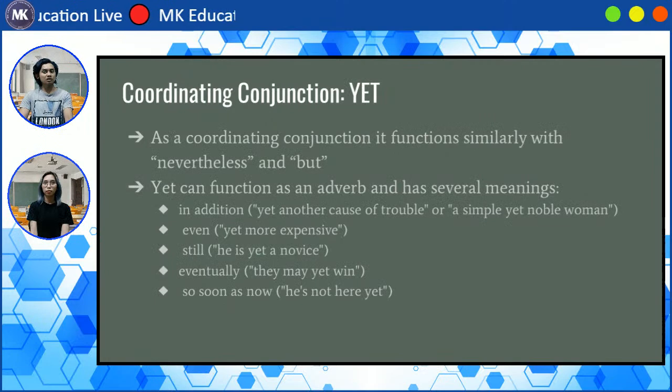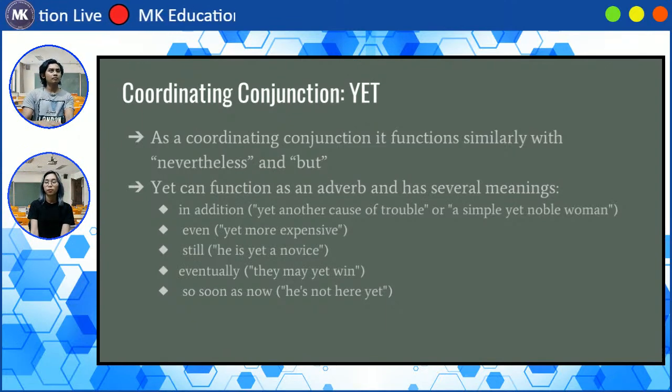Okay, so now we go to "yet". As a coordinating conjunction, it functions similarly to "nevertheless" and "but". "Yet" can function as an adverb and has several meanings. It can mean in addition: yet another cause of trouble, or a simple yet noble woman. So it can mean, in addition to the previous statement, this also is true. Next, even. "Yet" can also function as "even": yet more expensive. Like, I like this brand, yet it's more expensive. So "even" gives more information about it.